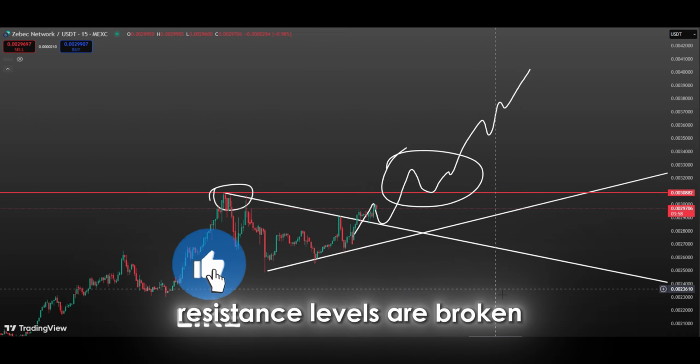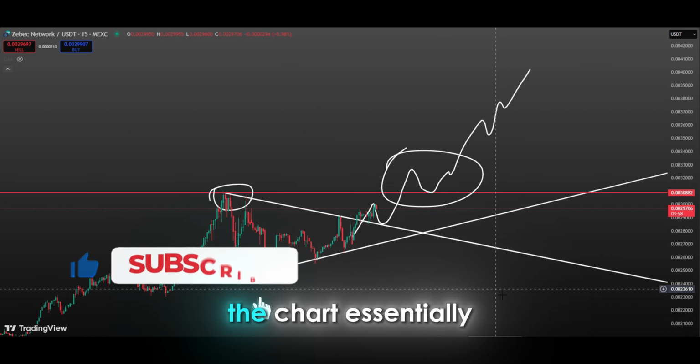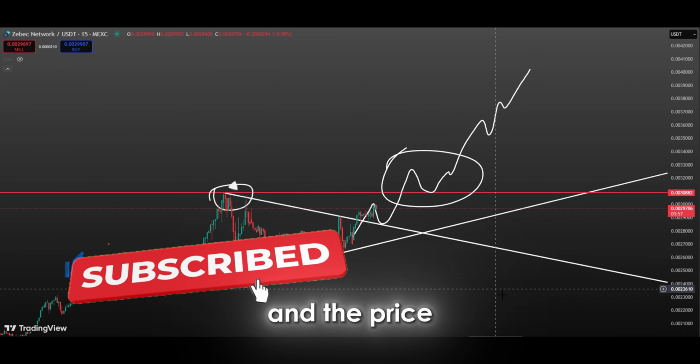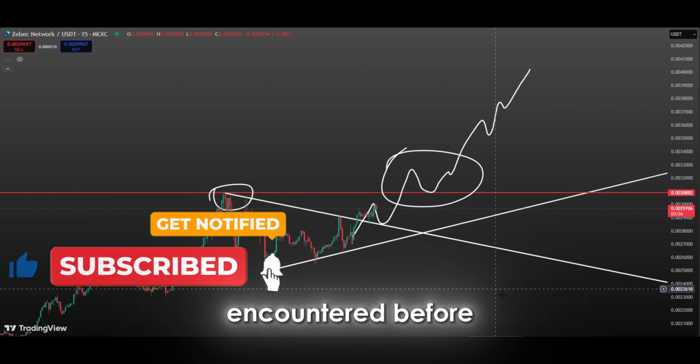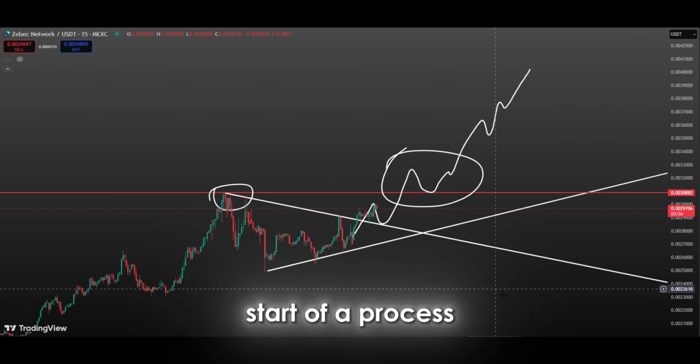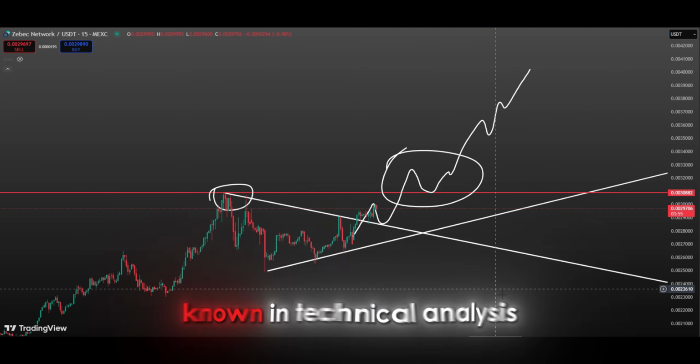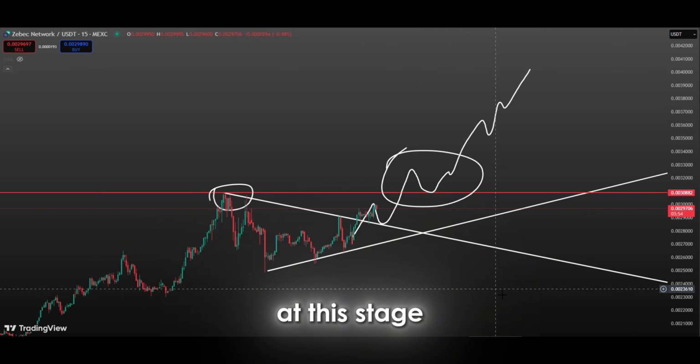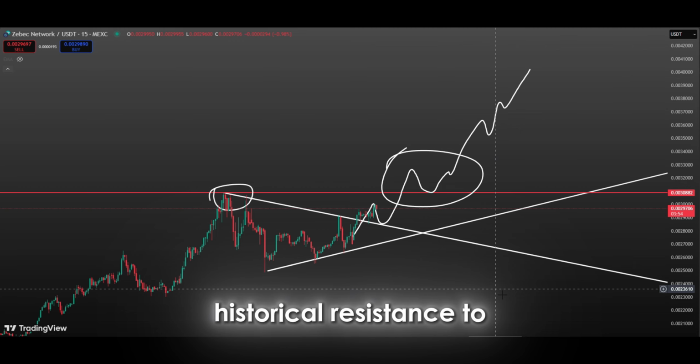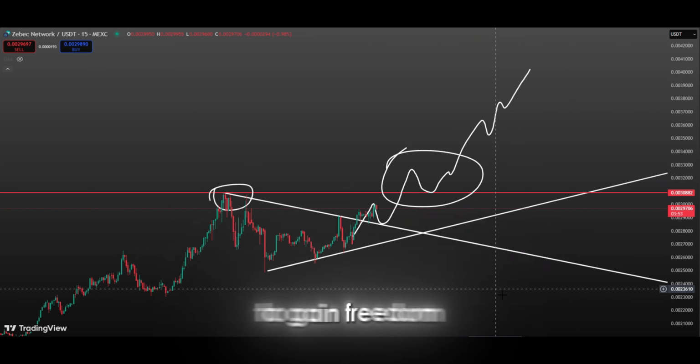When all-time resistance levels are broken, the chart essentially enters uncharted territory, and the price begins to move into levels it has never encountered before. This marks the start of a process known in technical analysis as price discovery. At this stage, there is no historical resistance to stop the price, allowing the move to gain freedom.